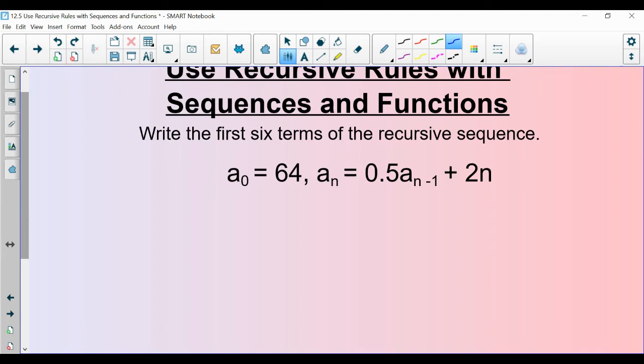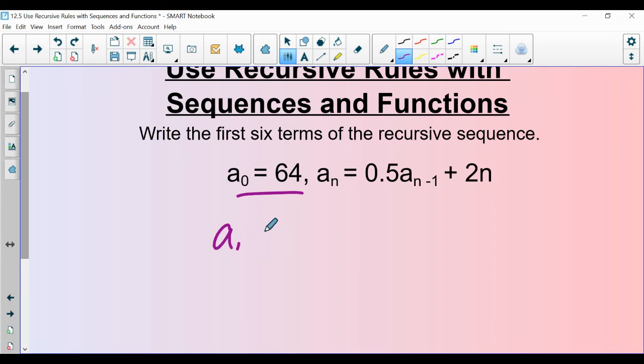Before we go into the Fibonacci sequence and things like that, some of the examples are going to be a little bit more complicated, like this one here. So a sub 0 is my first term that's defined, and then here is the rule part of it. So a sub 0 is 64.